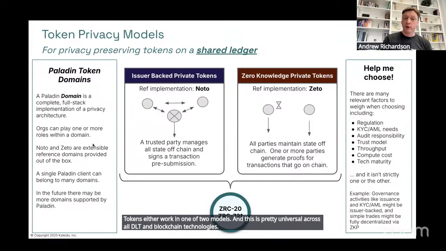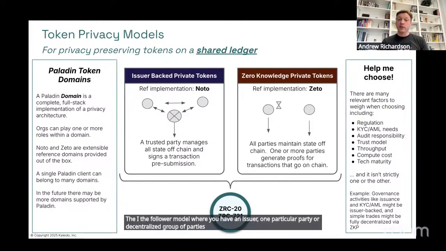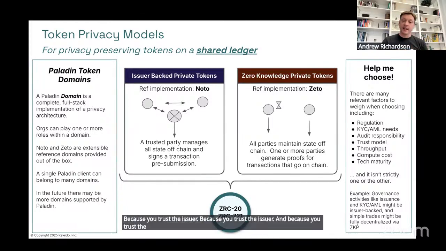They either follow a model where you have an issuer, one particular party or decentralized group of parties that has knowledge and visibility of all of the transactions, pre-verifies those transactions, and then privacy and anonymity is available to anybody who's trading or holding those tokens, because you trust the issuer. And because you trust the issuer, you can trust any token.